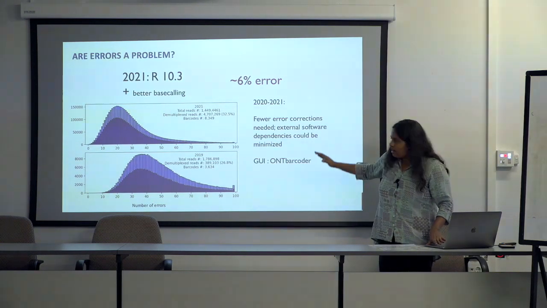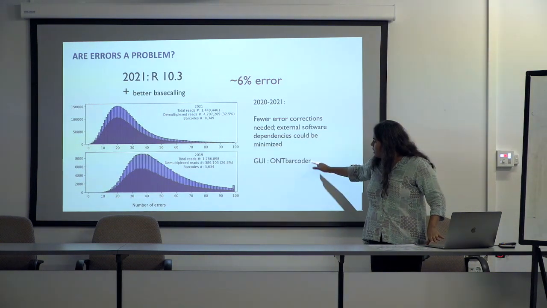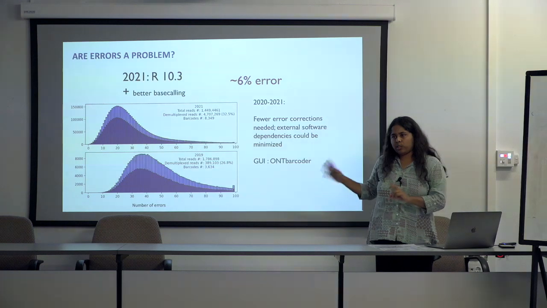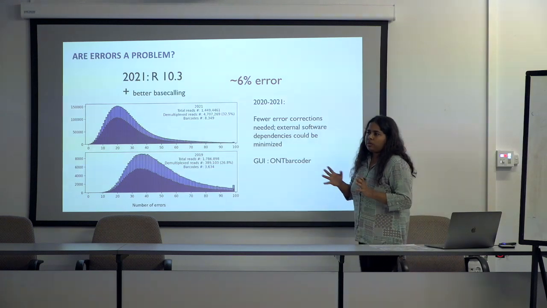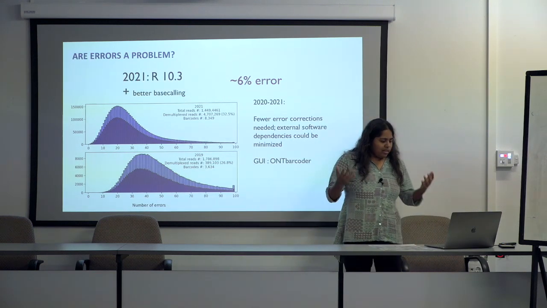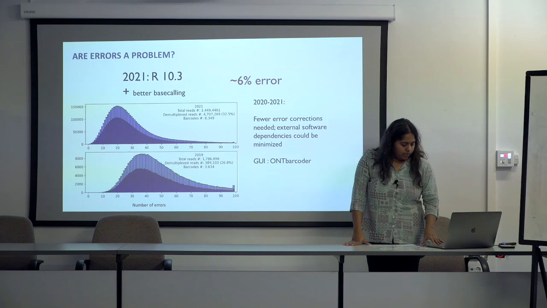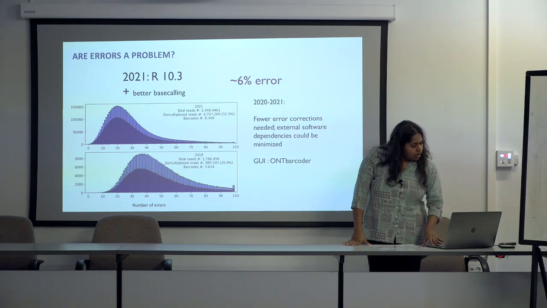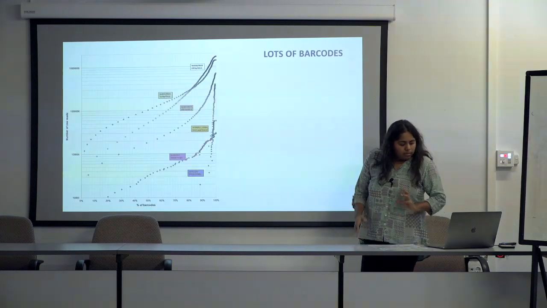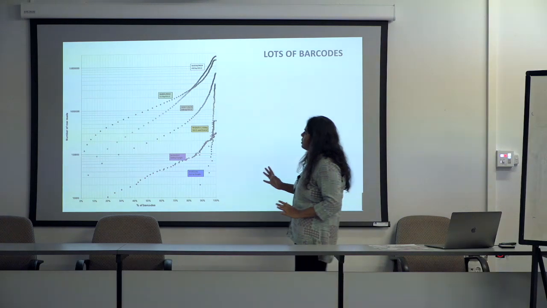And this is when we decided that okay, we can start building the ONT barcoder GUI, because you don't have to have installations that would be difficult. And you could do variable scales of barcoding.